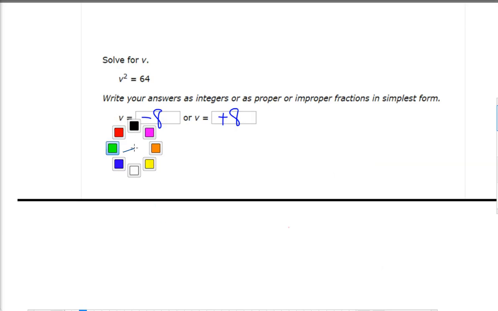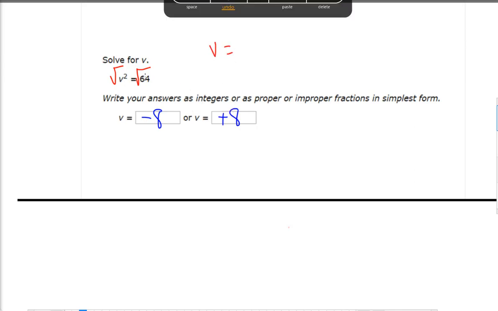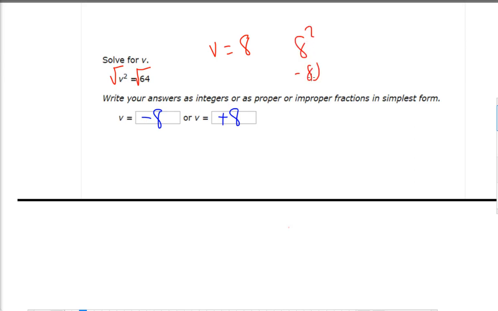Slide number 3, the reason it's -8 and 8 is because we're going to square root both sides. We square root the left and square root the right. The square root of v times v is just v, and then the square root of 64 is 8. If you multiply 8 times 8, that's 64, and if you also multiply -8 times -8, that's also going to be 64. So v is equal to -8 and +8.